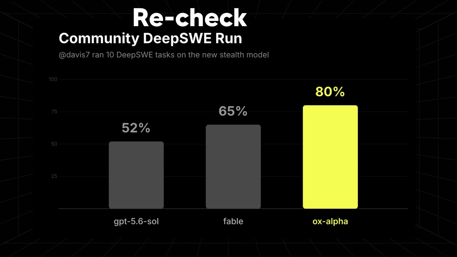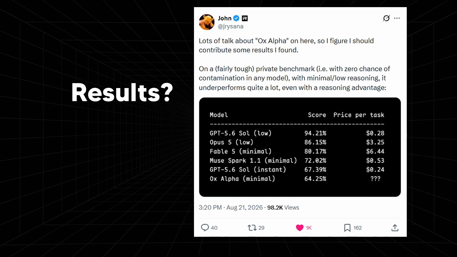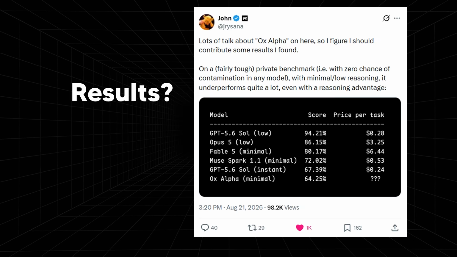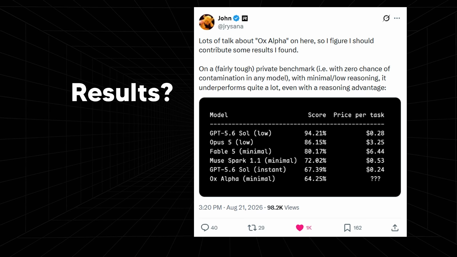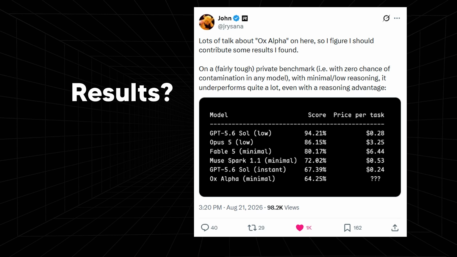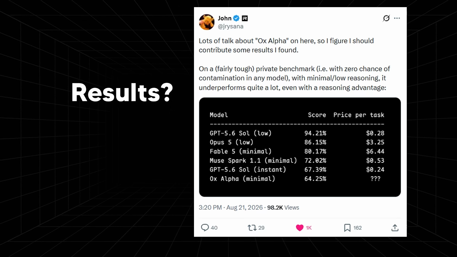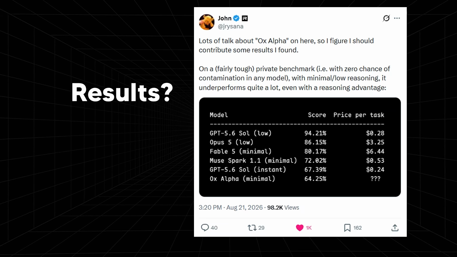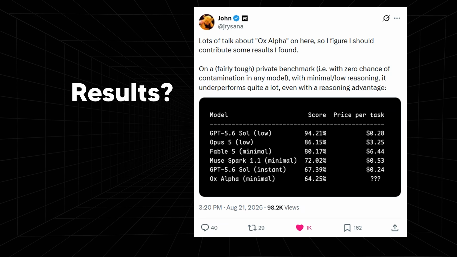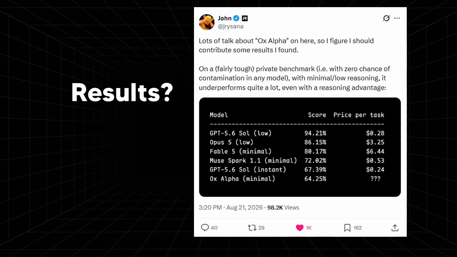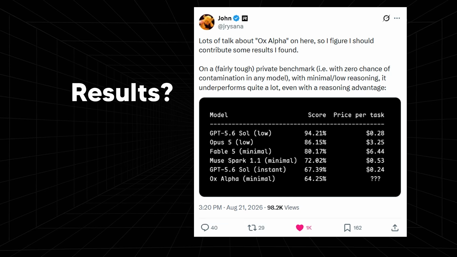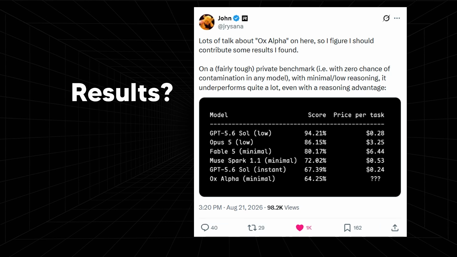However, it may need to be rechecked, because when the results were rechecked, some people said that it doesn't, of course, perform at the same level. You can see on this benchmark, someone said lots of talk about OX Alpha on here, so I figure I should contribute some results I found. On a fairly tough private benchmark with zero chance of contamination, with minimal/low reasoning, it underperforms quite a lot, even with a reasoning advantage. You can see here that it performs as well as around GPT 5.6 Sol instant.